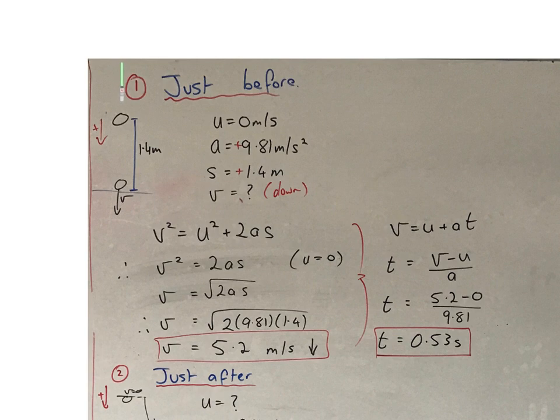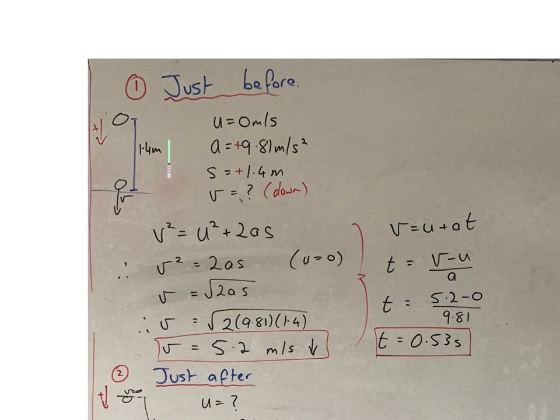Here I'm putting a plus sign just to indicate to the person marking this work that I've thought about direction. The displacement as well, plus 1.4 metres. Remember, it's from start to finish, so the displacement is down. I want to find the final velocity, and I know it's going to be down, so I included that in brackets. The formula on the formula sheet is v squared equals u squared plus 2as, but we can simplify that because the initial velocity is 0.